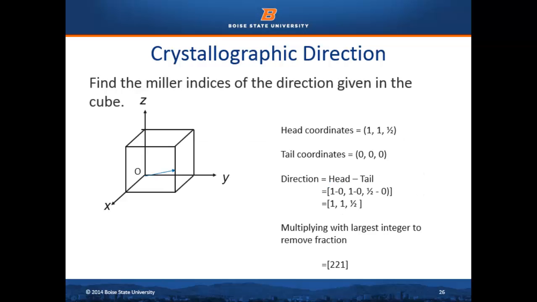In this problem, we have to find the Miller indices of the direction in the cube. For this, let us find the head coordinate, which is 1, 1, 1/2. Second, we find the tail coordinate, which is pretty simple, 0, 0, 0. Then we subtract tail from head and get 1, 1, 1/2. Then we have to multiply by the largest integer to remove the fraction. We will get, at the end, 2, 2, 1.